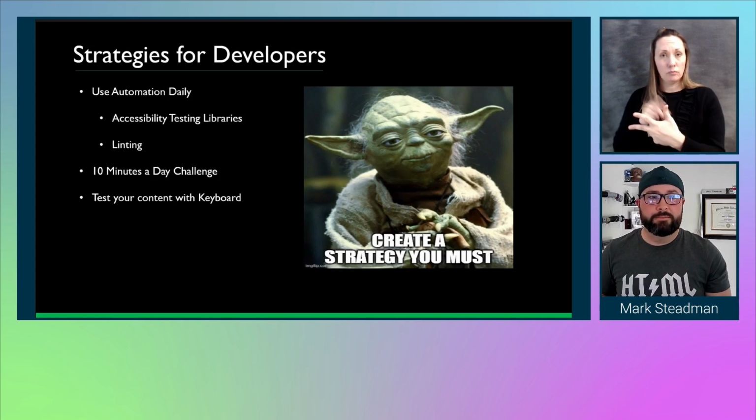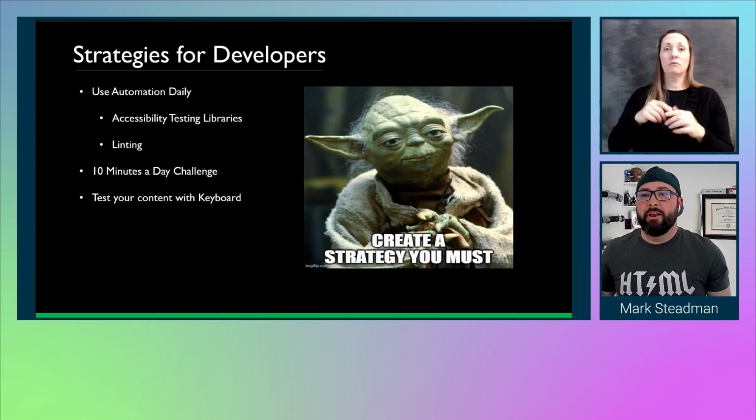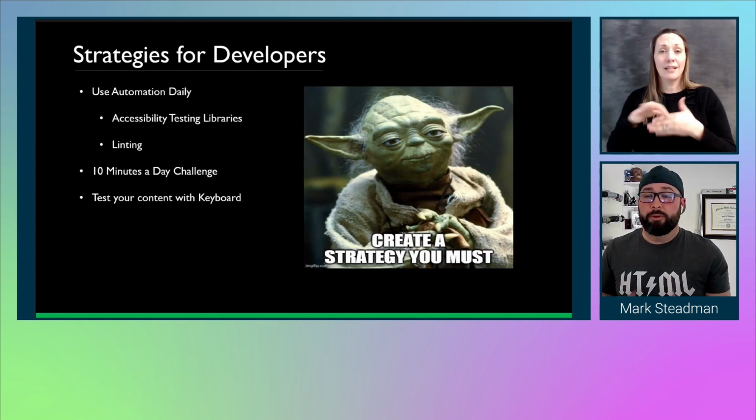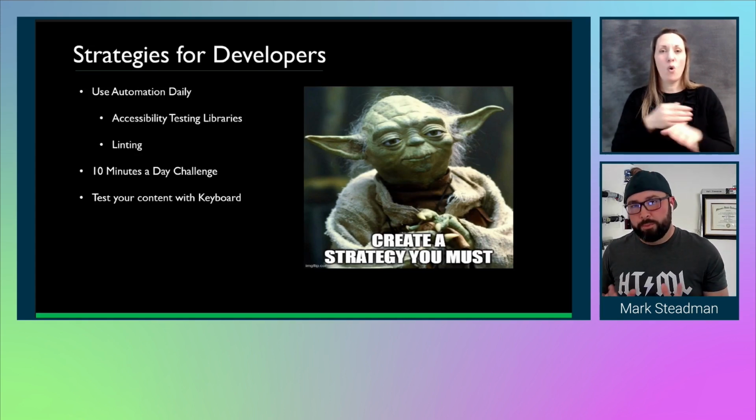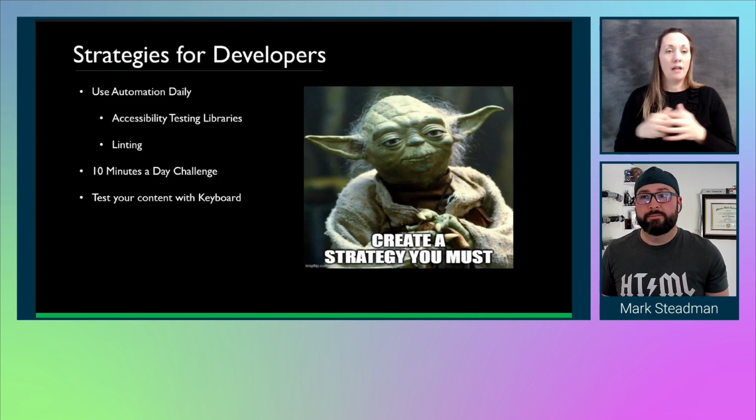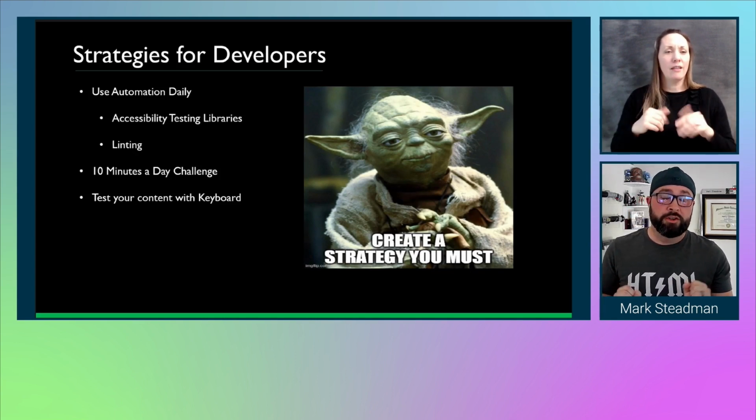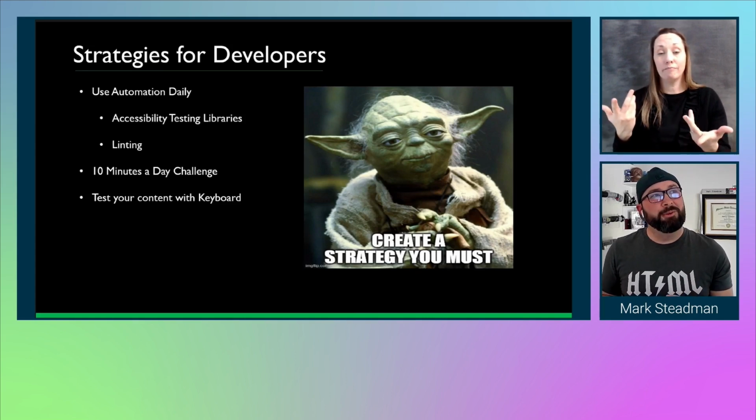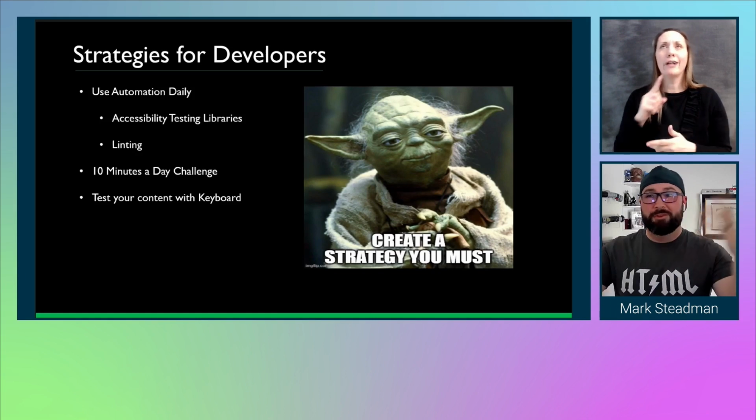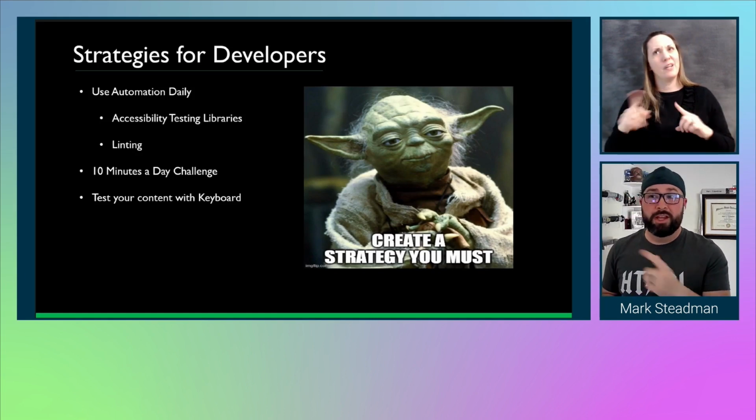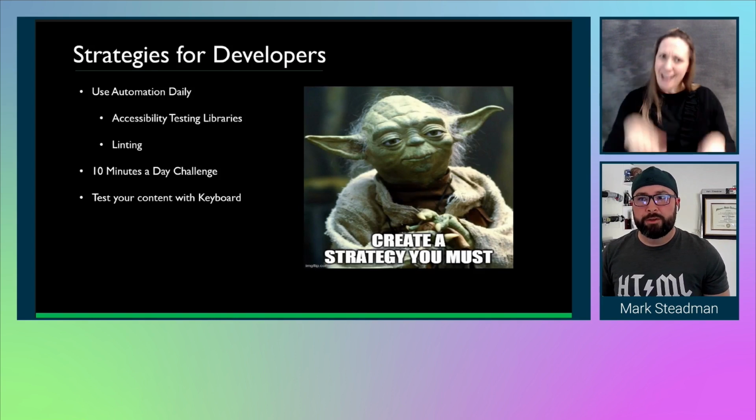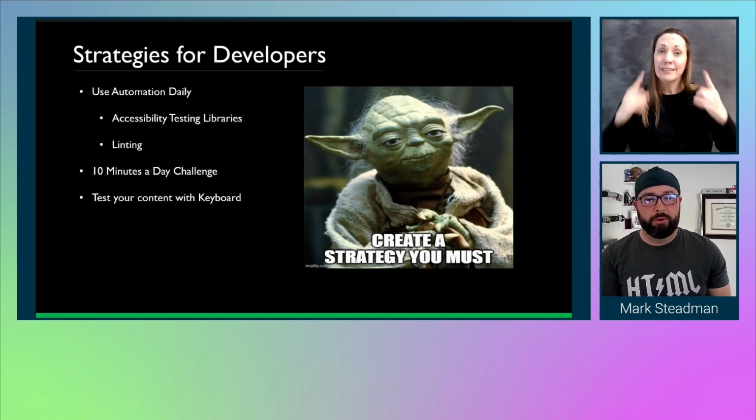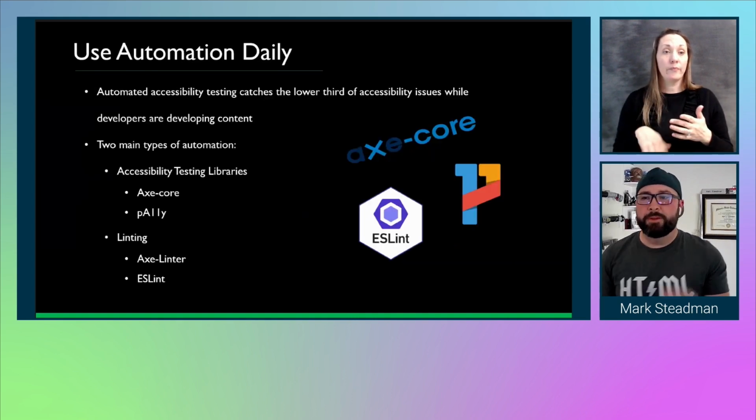First one is use automation daily. So accessibility testing libraries and linting, a 10-minute-a-day challenge, and test your content with keyboard. Now, before I jump into these, a lot of you are probably going to be thinking one thing in your head. Mark, you are extremely happy, and you are thinking way too happily about accessibility, and people want to jump on board. You're damn right I am. But in my experience, everybody who's done these 3 things has had great success in building this up. So with that being said, let's jump into the specifics of these.